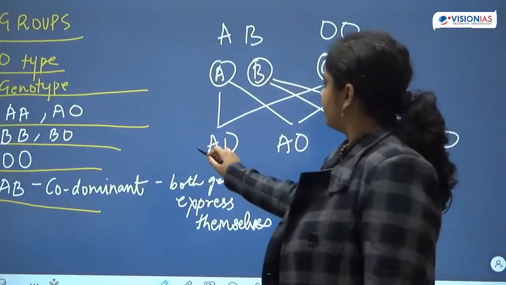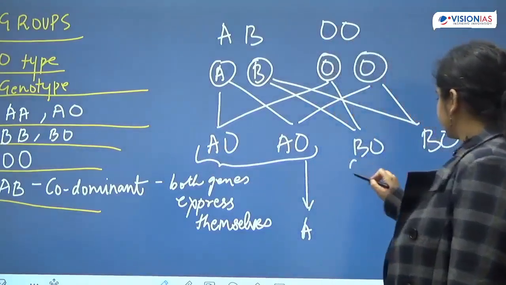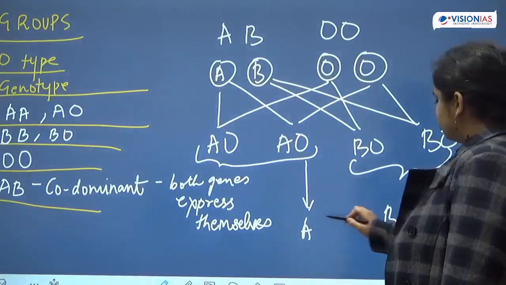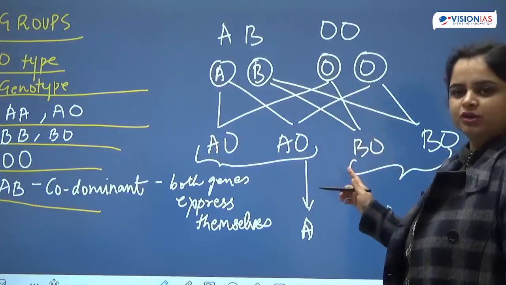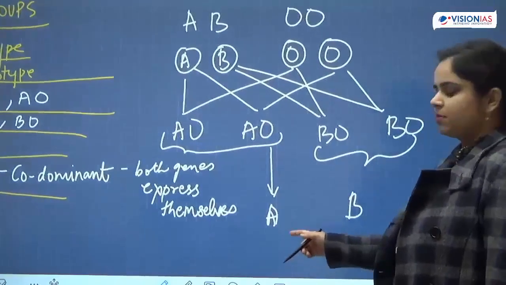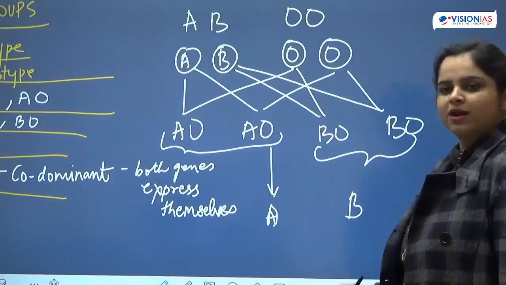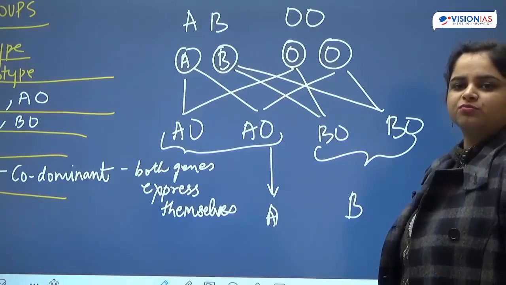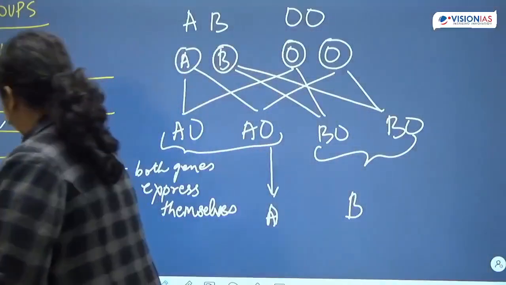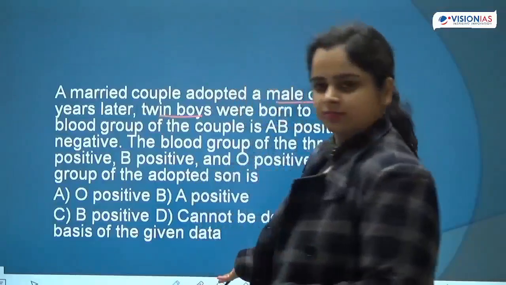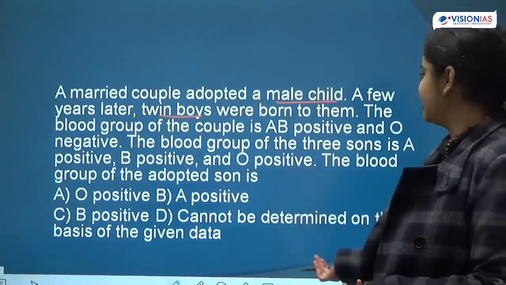अब इसको, if we see this in terms of blood group, this will be blood group A, BO will be blood group B. That means whenever these 2 people have children, they can either have blood group A or blood group B. No other possibility is there. O negative तो यार ऑप्शन में ही नहीं है. So let's read the question further.